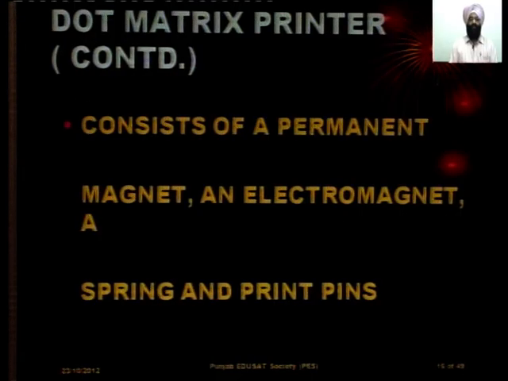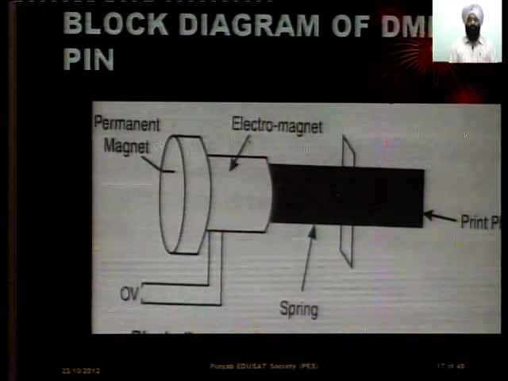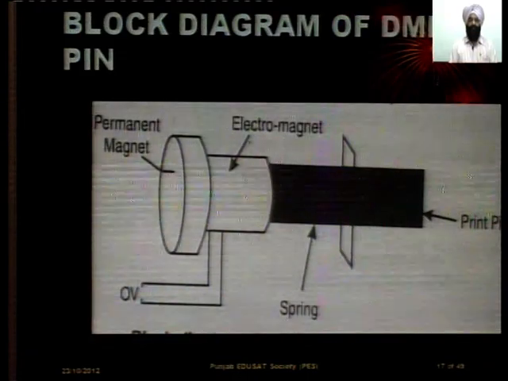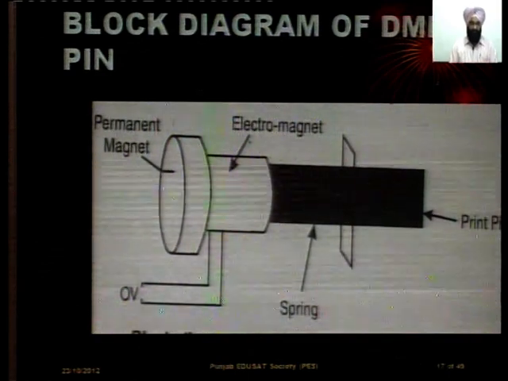The construction of a dot matrix printer consists of a permanent magnet, an electromagnet, a spring and print pins. For each dot, this kind of arrangement is there. This is the block diagram of a dot matrix printer pin. The short form is DMP, which is abbreviated as dot matrix printer.